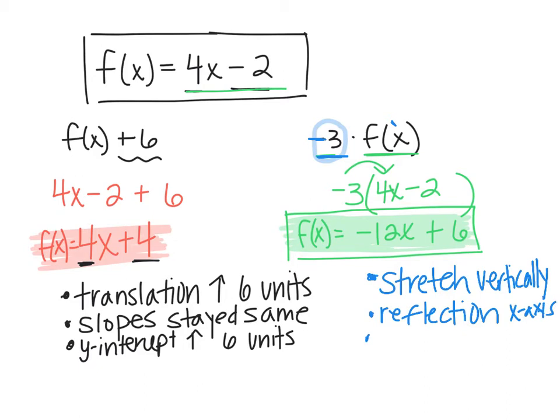Okay, next thing, let's look at the slope. My original slope was 4. My new slope is negative 12. Well, the slope is 3 times as steep. From 4 to 12, that's 3 times. Okay, so I'm going to write it's 3 times as steep. Also, my line changed direction, right?